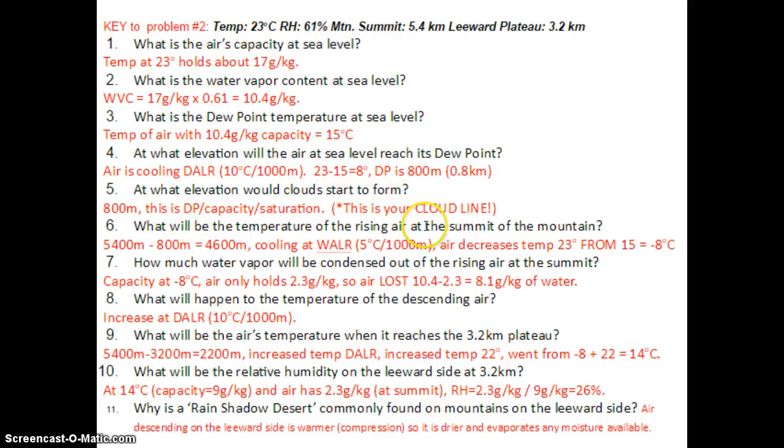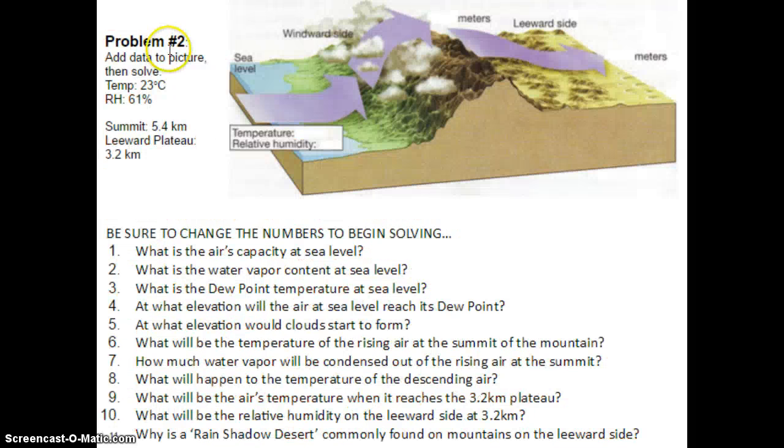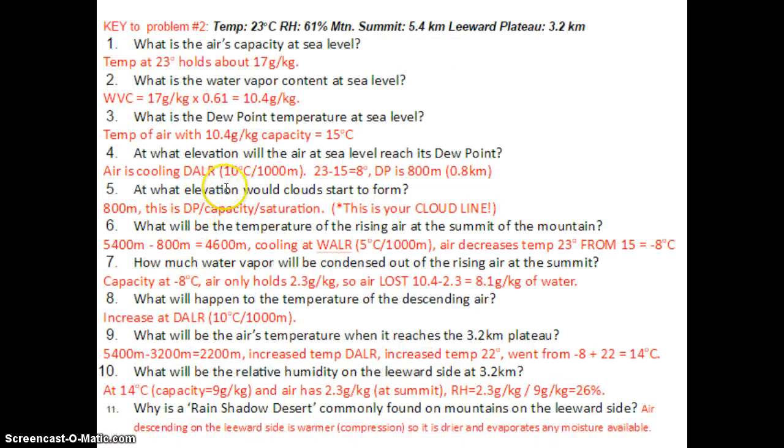So what will be the temperature of the rising air at the summit? Well, it's got to go from 800 meters to 5,400 meters. That was your new summit value. So it's got to rise 4,600 meters, or 4.6 kilometers, and it's going to cool at the wet adiabatic lapse rate, which is 5 degrees per 1,000 meters. So it's going to decrease another 23 degrees. It loses 23 degrees from 15, so I get a value of -8 degrees Celsius.